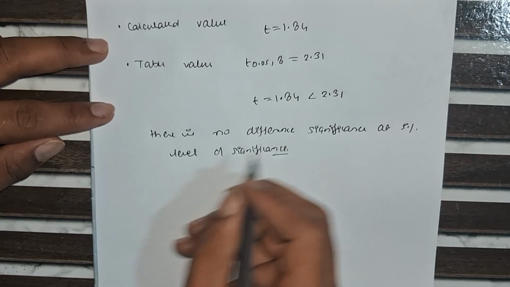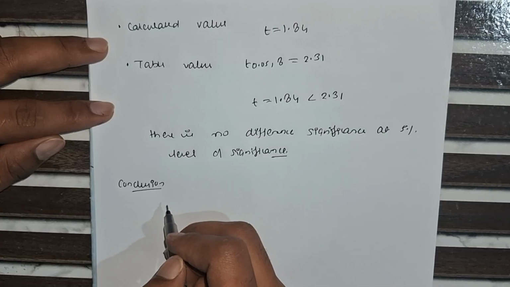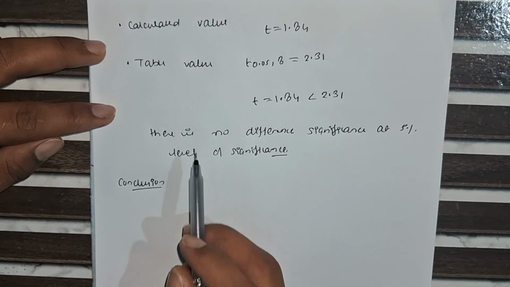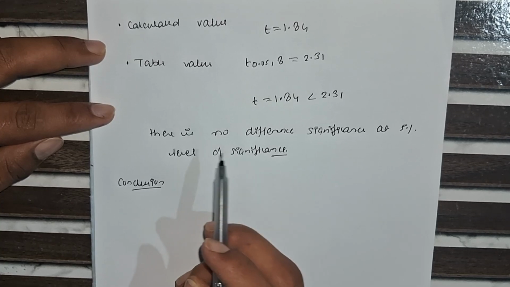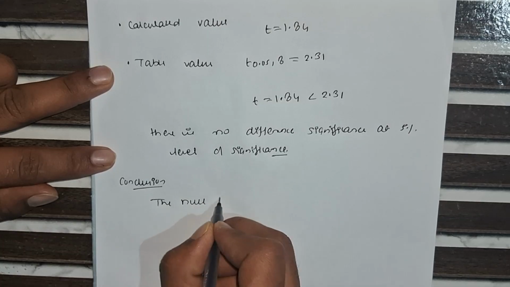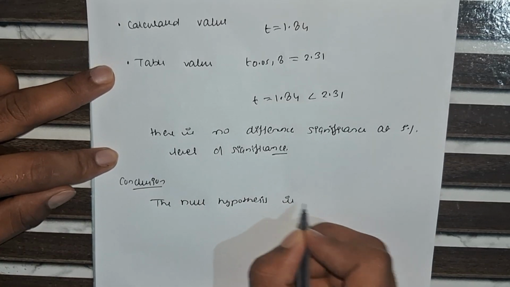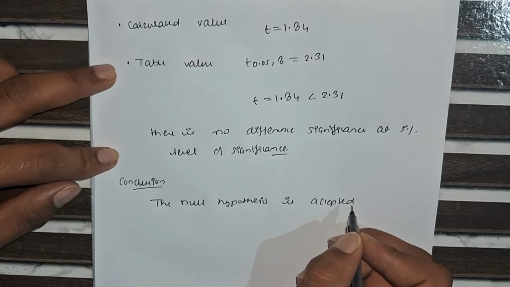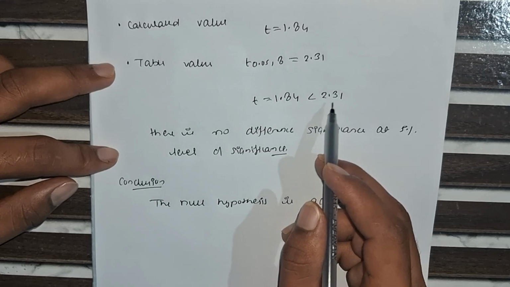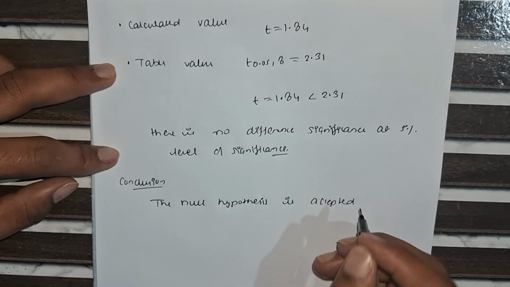So what is the conclusion? We have to write the conclusion in the examination also. The conclusion is: the null hypothesis is accepted and the sample mean does not differ significantly from the population mean. Why is it accepted? Because the table value given in the question, 2.31, is greater than 1.84. That's why the null hypothesis is accepted here.